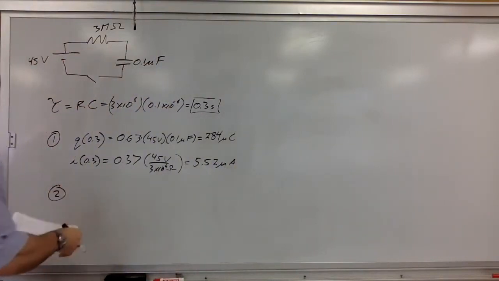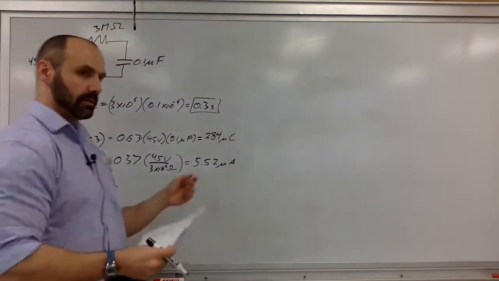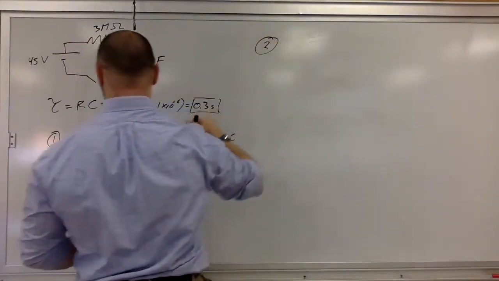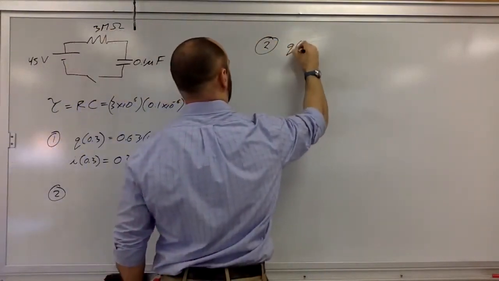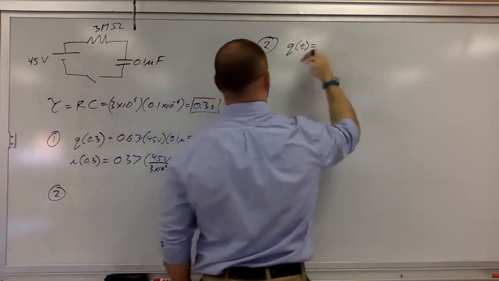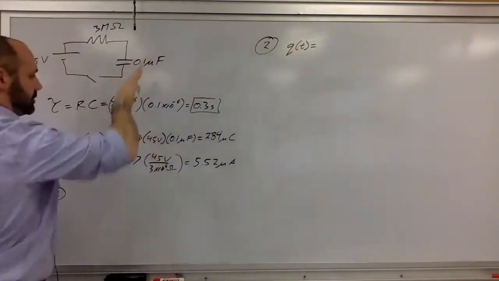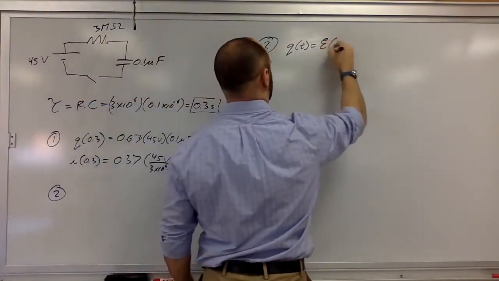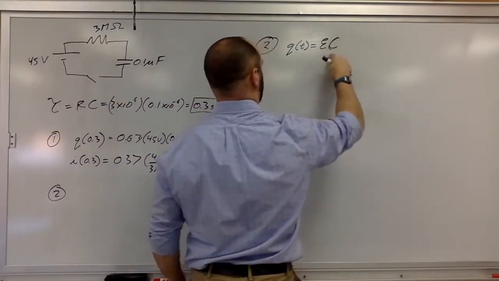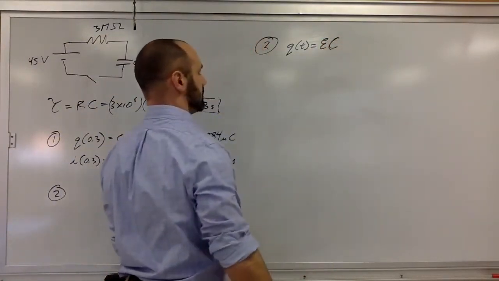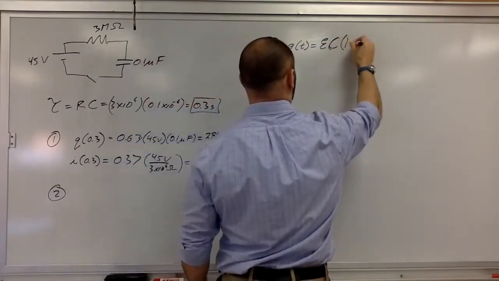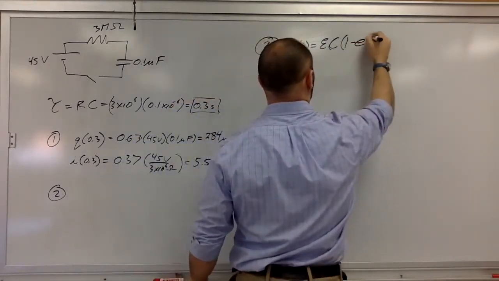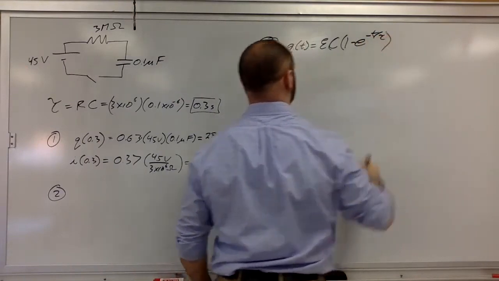For 2, this is after 2 time constants, and we don't have a special percentage that we can just remember for that. So let me put these over here. Charge as a function of time, and charge is increasing, right? So this is going to be the EMF times the capacitance. That's the maximum charge, Q equals CV. And since it's approaching an asymptote, it takes this form: 1 minus e to the negative t over tau.